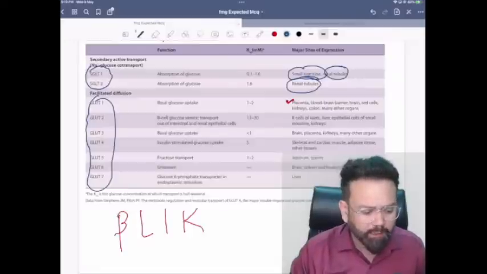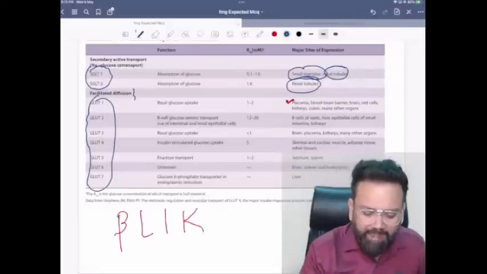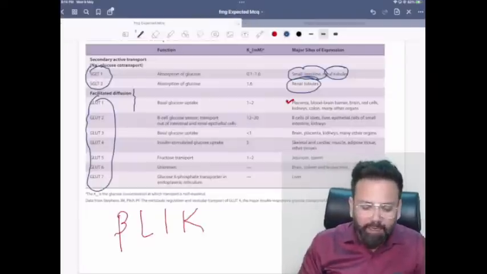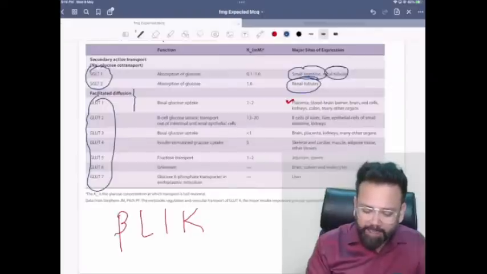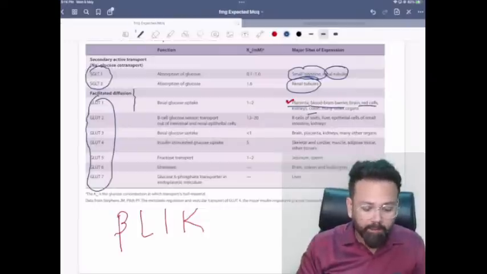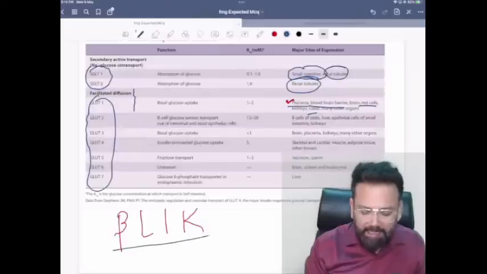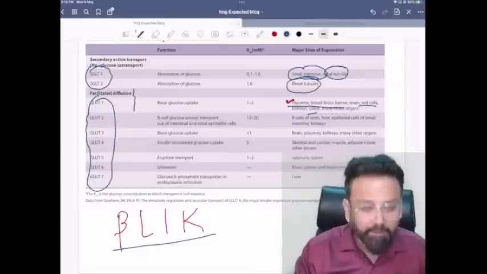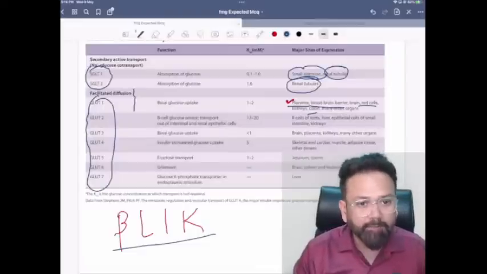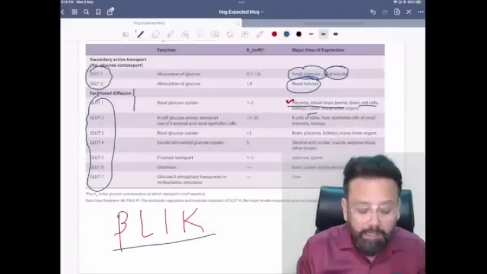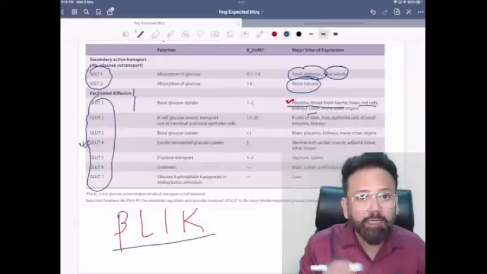But what about the GLUT? GLUT are examples of facilitated diffusion, like GLUT1. GLUT1 is in the brain, blood-brain barrier, placenta, RBC and colon. Okay. GLUT2, the mnemonic is beta cell like. GLUT2 is present in the beta cell, in the liver, intestine and the kidney. GLUT3 is present also in the brain, but GLUT4 is the only GLUT which is insulin dependent.